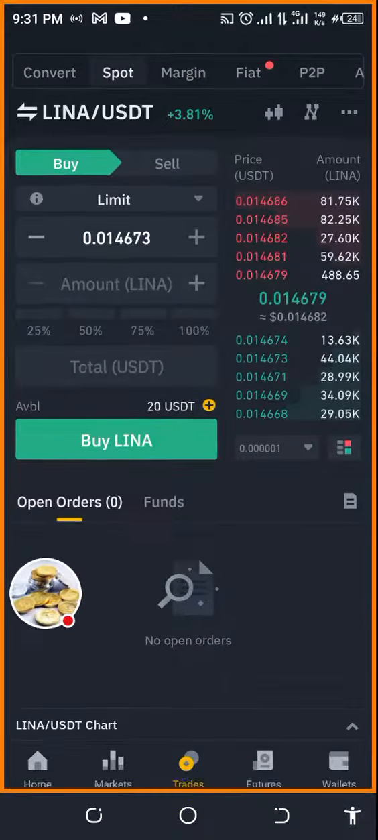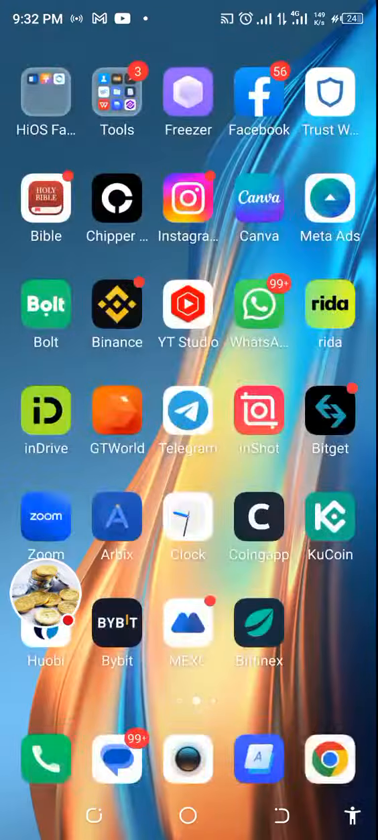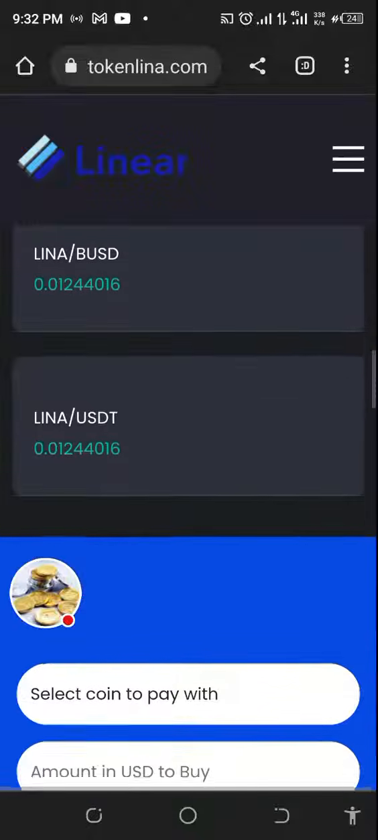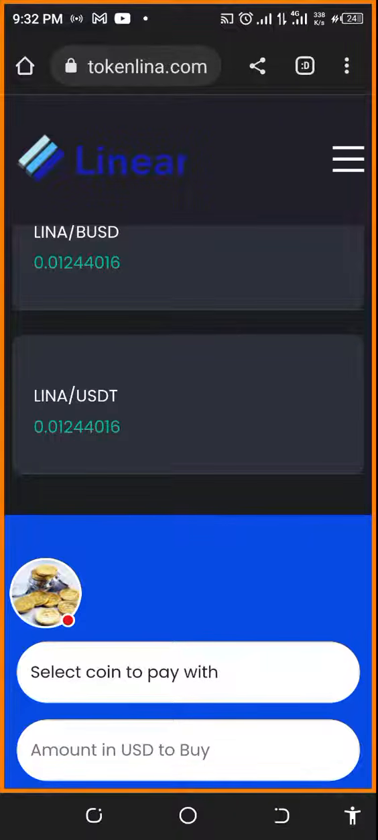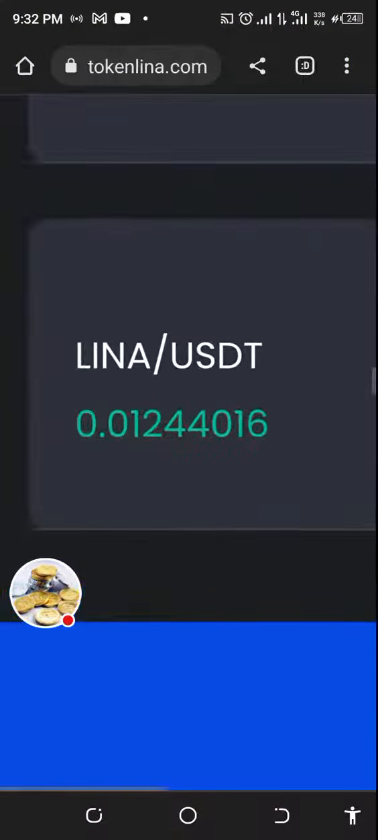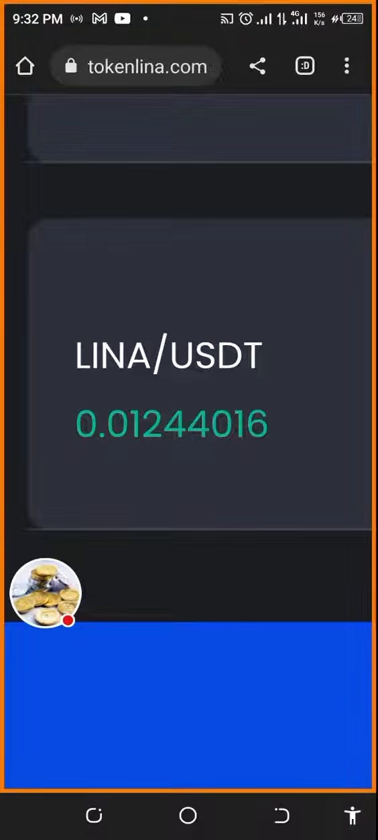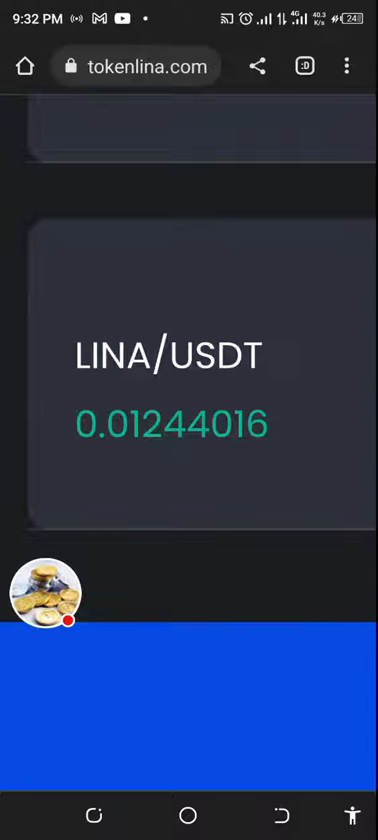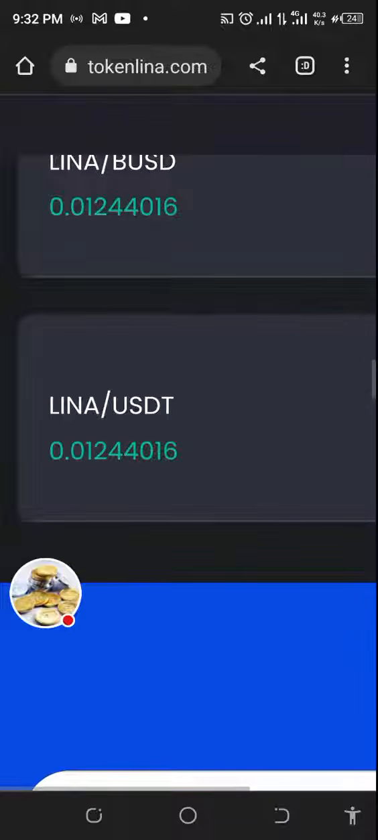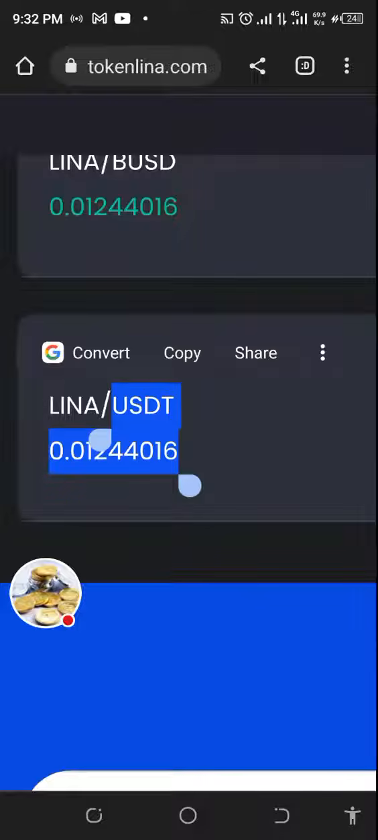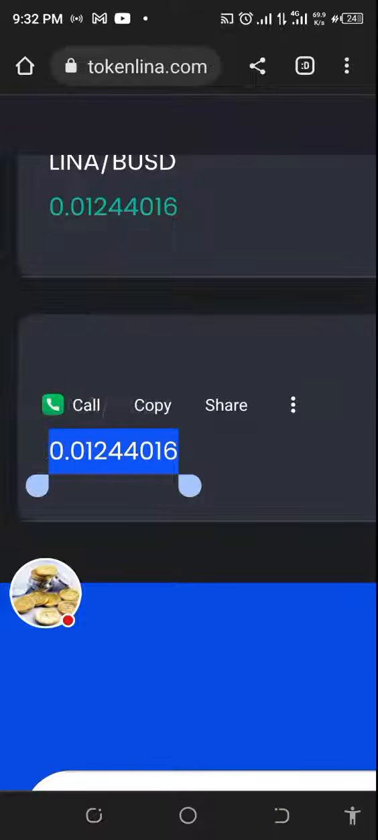It's 0.0146. Okay. But now look at this platform here. It's promising you that you can buy Lina for this amount. See the amount they said, that you can buy it for 0.0124. Who would see this and not want to buy it? Let's even do a basic simulation, right? Let's even assume that I buy Lina at this price. Just watch this, right? Please listen to this very, very carefully.